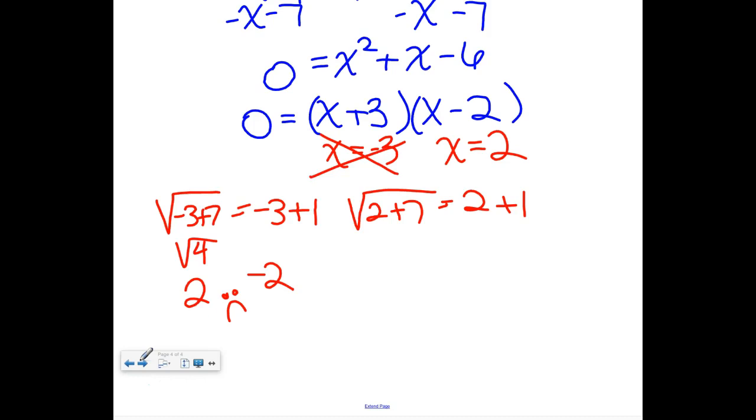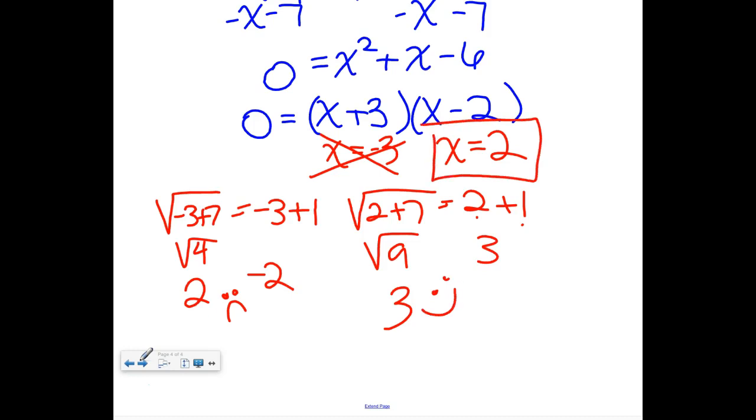This one I have 2 plus 7, which is 9. The square root of 9 is 3. And on this side I have 2 plus 1, which is 3, which they equal, which is good. So therefore, this is a good answer.